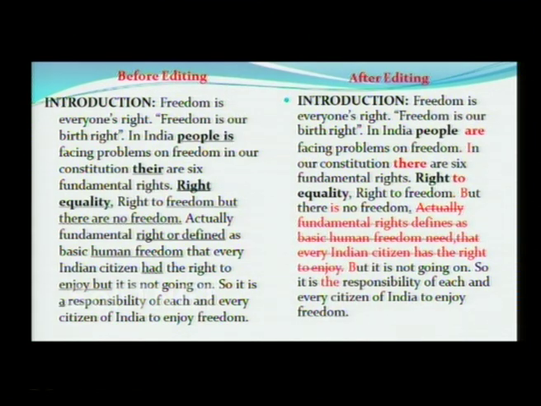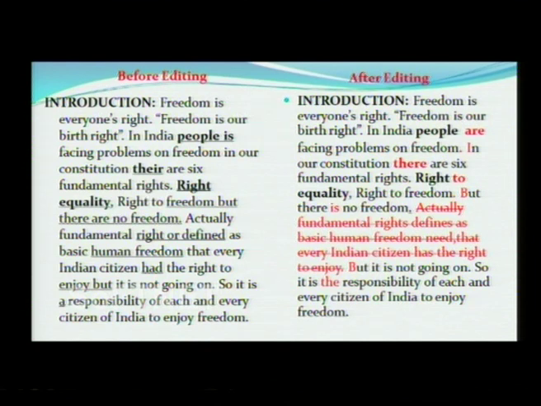After that, right equality. So there should be a preposition to. So that is the error made by the student. We wrote right to equality. That is the correction made. Right to freedom, but there are no freedom. Actually, fundamental rights are defined as basic human freedom that every Indian citizen had the right to enjoy, but it is not going on. So it is a responsibility of each and every citizen of India to enjoy freedom.